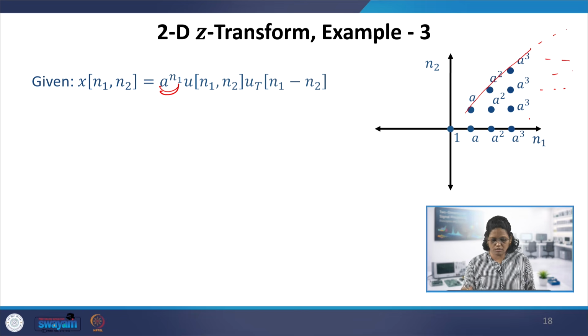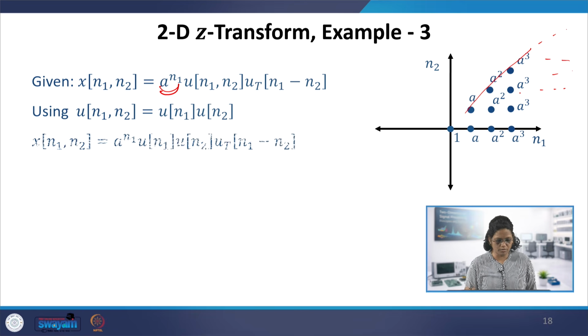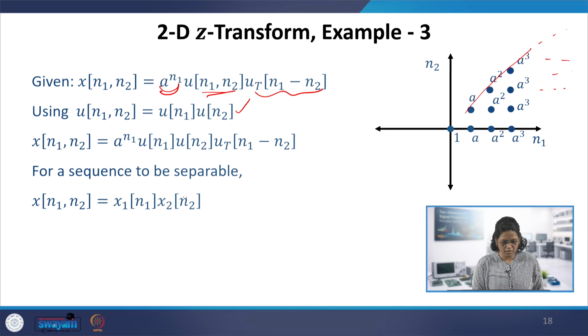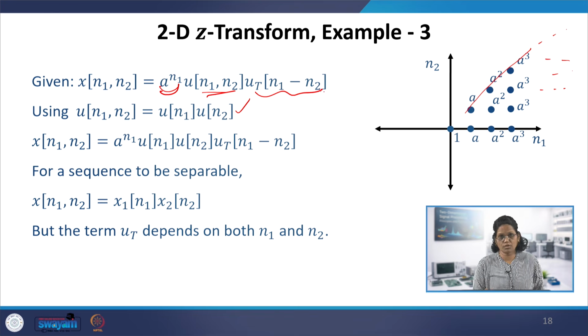So this is not the case of U of n1, n2, because if you see this, U of n1, n2 can be separable. So the step sequence is separable, but the diagonal step here is not separable. We cannot write this because it has the slope of n1 equal to n2, and we cannot write this as separable. We need to write this in terms of x1 and x2, the product. So it is depending on n1 and n2.